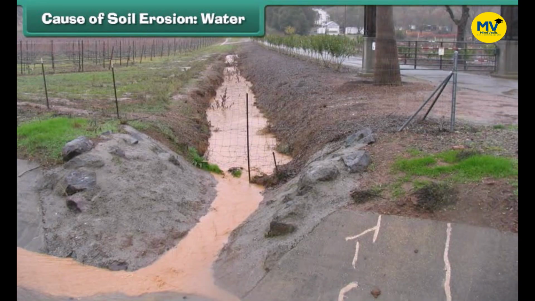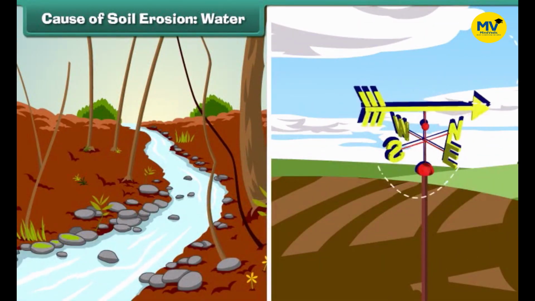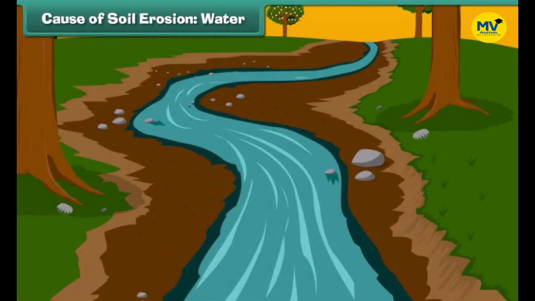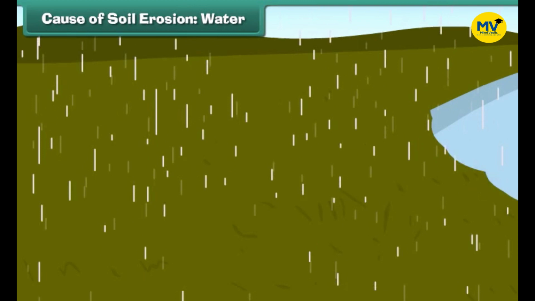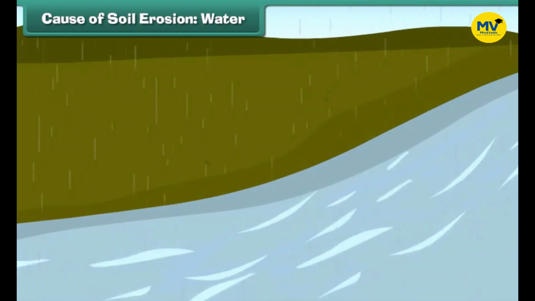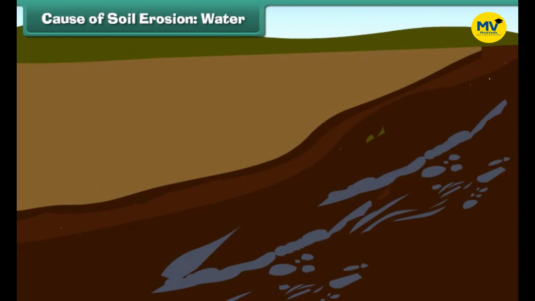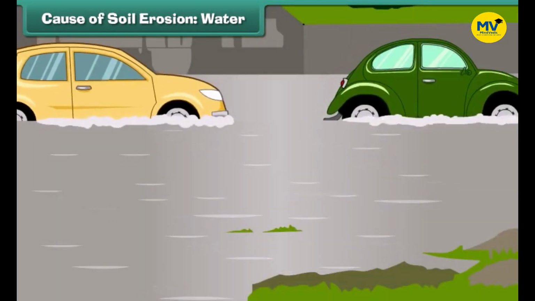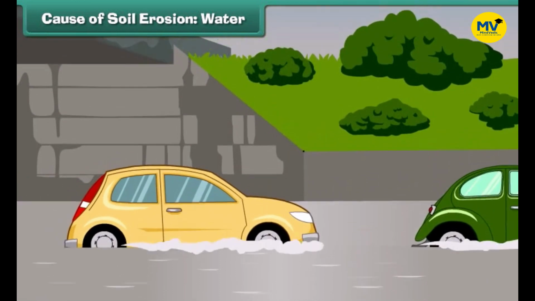Friends, come let us know the factors which causes soil erosion. The most common factors are water and wind movements. Water flowing through ground carries away soil with it. During rain, the soil particles are detached by raindrops. These soil particles are carried away by the running water. Floods are also the main cause behind the soil erosion.